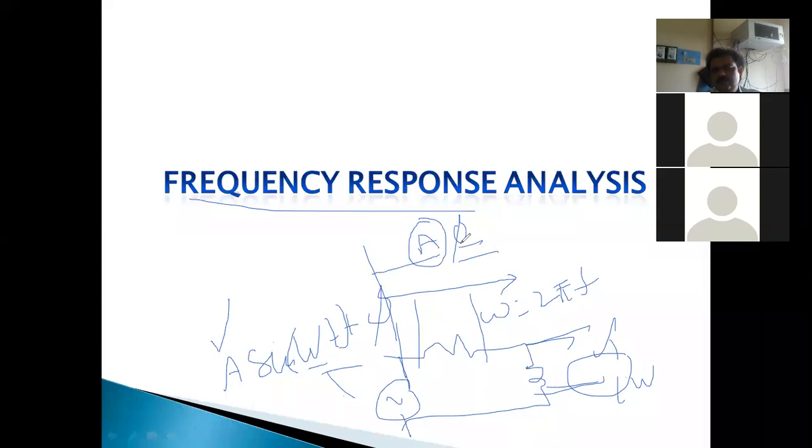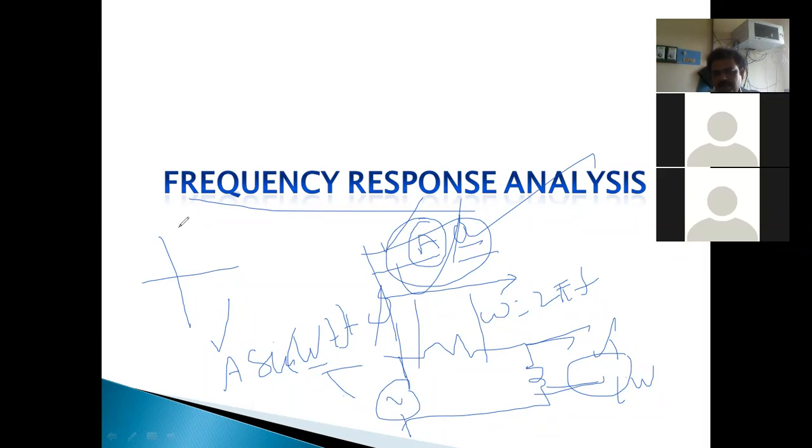Using frequency response analysis or the frequency response curves, we can speak about the stability of the system, whether the system is stable or unstable, or marginally stable. Everything we have analyzed in root locus or time domain analysis can be analyzed using frequency domain specifications and frequency response curves.